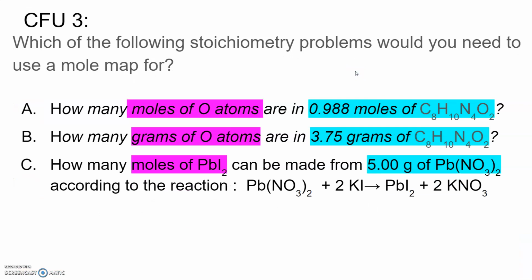Why don't you try that with this CFU? So read these example problems. The given and finds have been highlighted for you. Which of the following do you need to use the mole map for? This is select all that apply. All right, so go ahead and pause the video now, and when you press play again, the answer will be revealed.